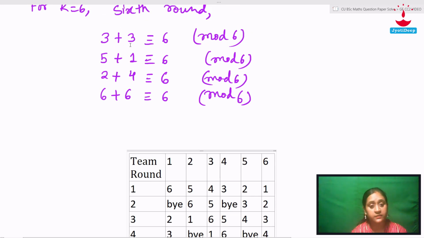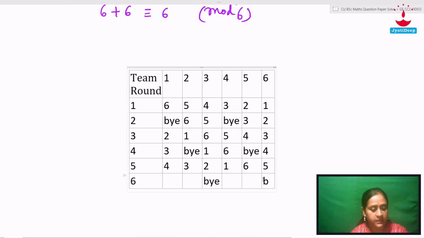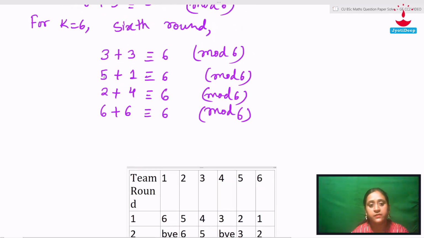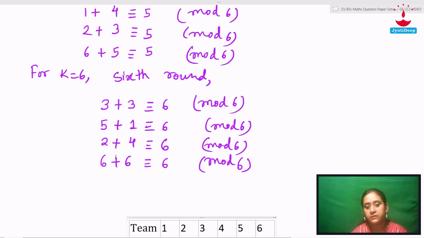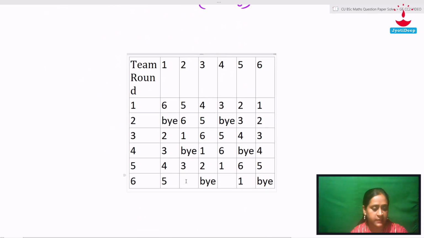Third team cannot play with third team and sixth team cannot play with sixth team. So 3 and 6 is bye over here. So we are going to write bye in 3, bye in 6. Now for the rest of this, fifth is playing with first team, so first will play with fifth. Now second and fourth. Second team is playing with fourth team. Fourth team will play with second team.